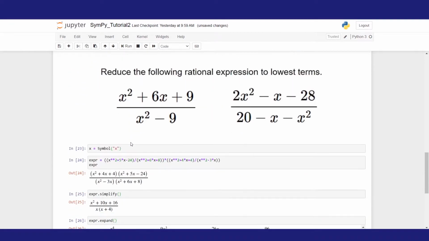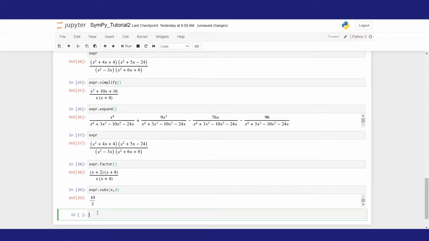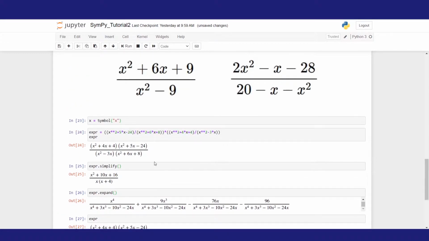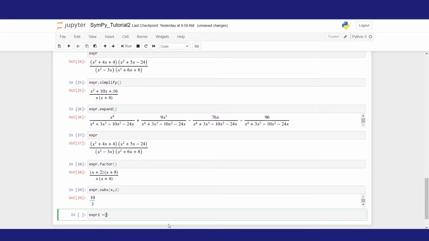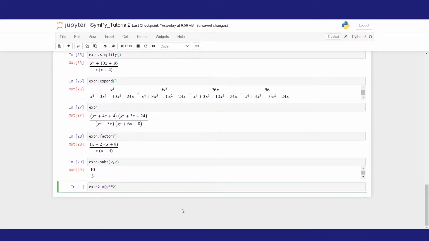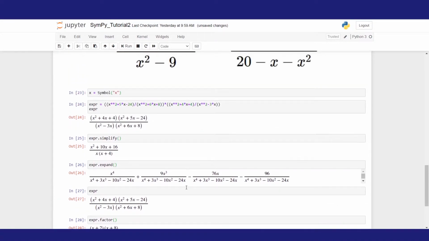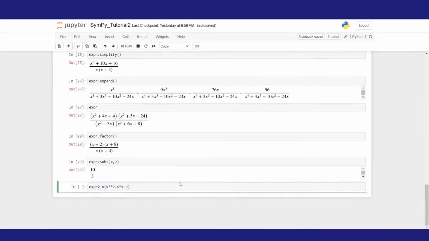Let's look at these other ones, which reduce the rational expression to the lowest terms, and in this one I'm only going to deal with the first one. This is going to be our expression. I will call it expression 2, which is just x squared, so this is x power 2, plus 6x plus 9 over x squared minus 9. This is plus 9.